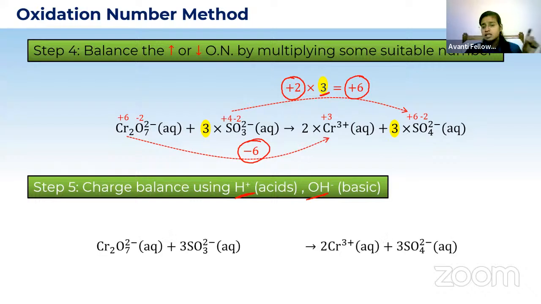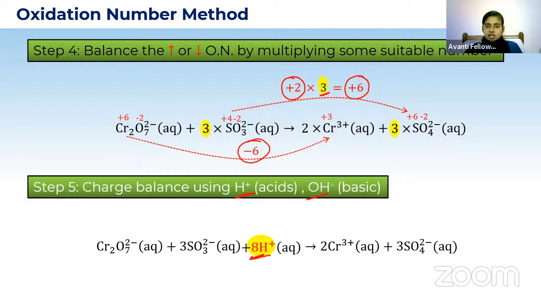Since in the question they have mentioned that we have to do the reaction in acidic medium, I am going to multiply this reaction by H plus. Okay, why have I written 8H plus here? Why have I written 8H plus?